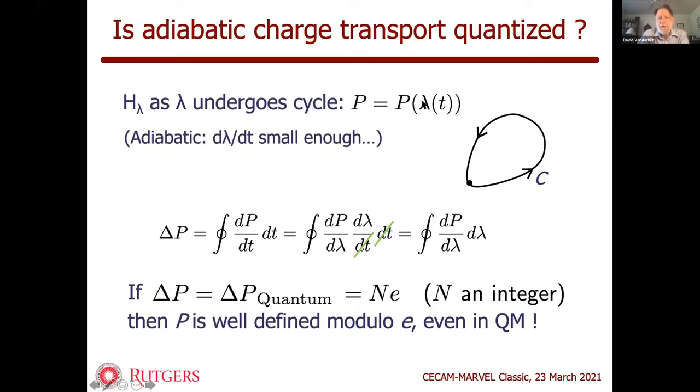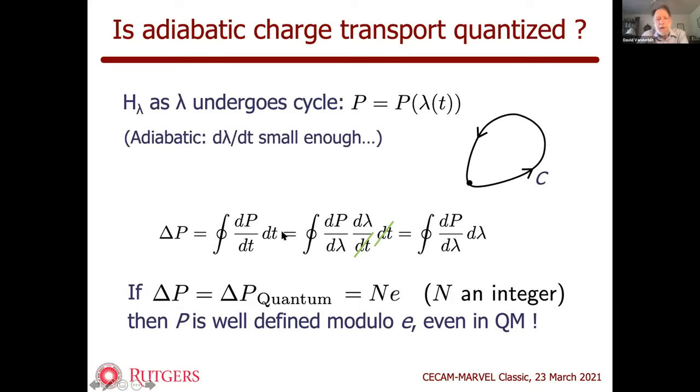The polarization is a function of the instantaneous condition of the system described by parameter lambda, but lambda in turn varies slowly with t. And in quantum mechanics, we have to assume that the rate of change of lambda, and therefore of the Hamiltonian, is slow enough that we're in the adiabatic limit. That is to say that the inverse of the time scale on which the Hamiltonian is changing, times h bar, is small compared to typical energy spacings between bands or levels.